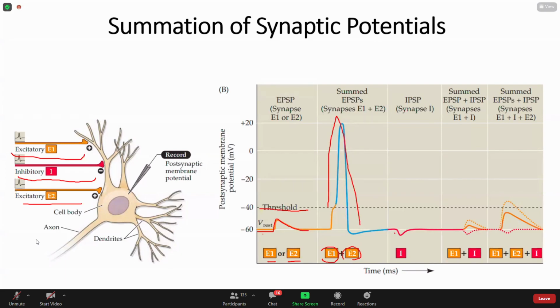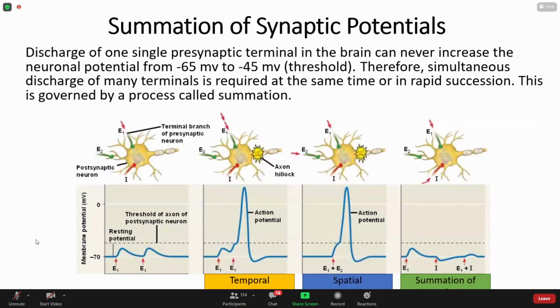An inhibitory postsynaptic potential, as we learned, will take the membrane away from the threshold. And also by adding the excitatory one with the inhibitory, you're minimizing the size of the postsynaptic potential, so it won't be able to reach the threshold. Now, there are multiple types of summation. There is temporal summation and there is spatial summation.